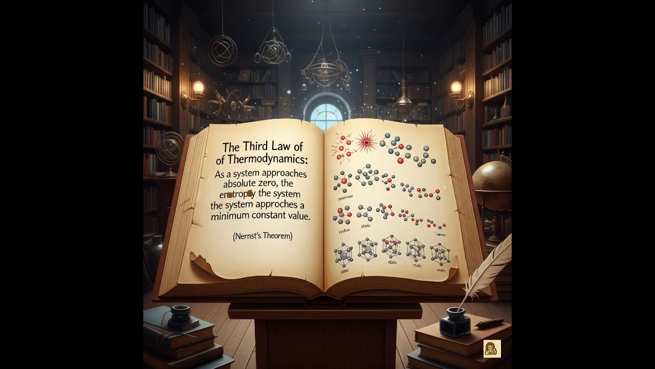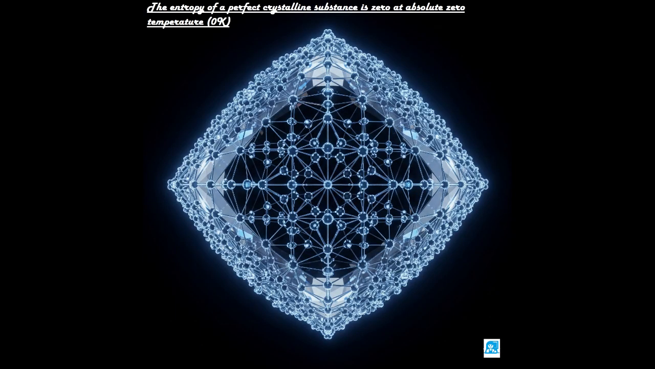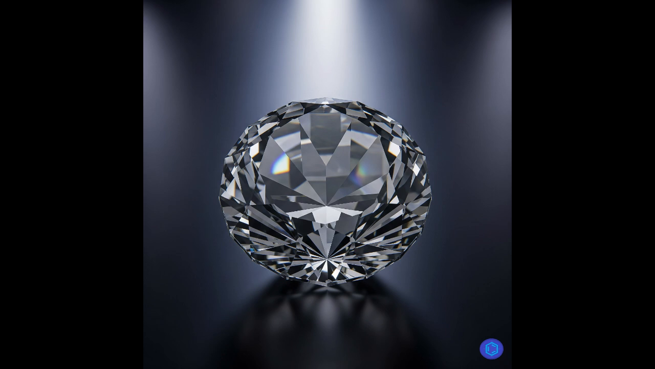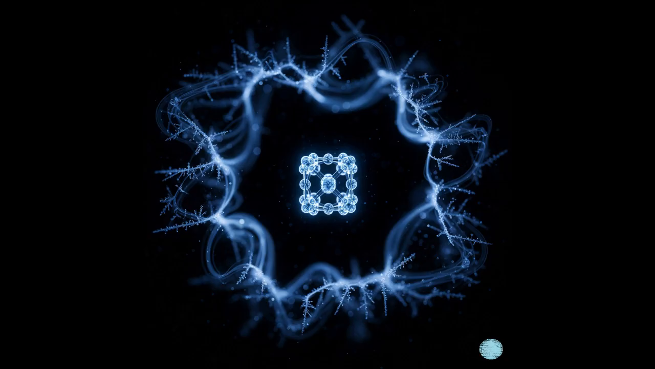The third law of thermodynamics can be stated as: the entropy of a perfect crystalline substance is zero at absolute zero temperature, or 0 Kelvin. Let's break this down. Perfect crystalline substance: this refers to a material where all atoms or molecules are arranged in a perfectly ordered, repeating pattern with no defects, impurities, or disorder. Absolute zero temperature, or 0 Kelvin.